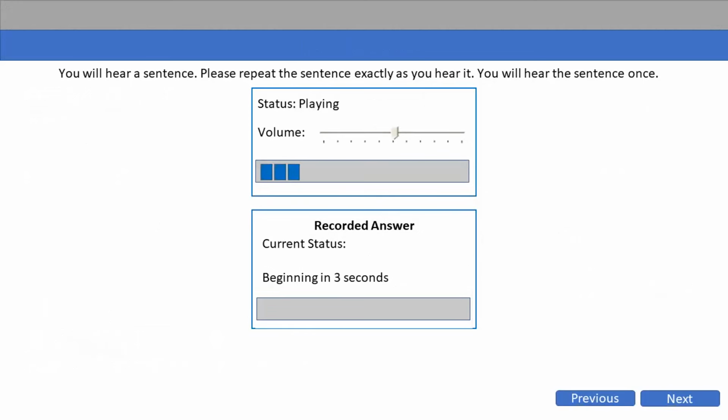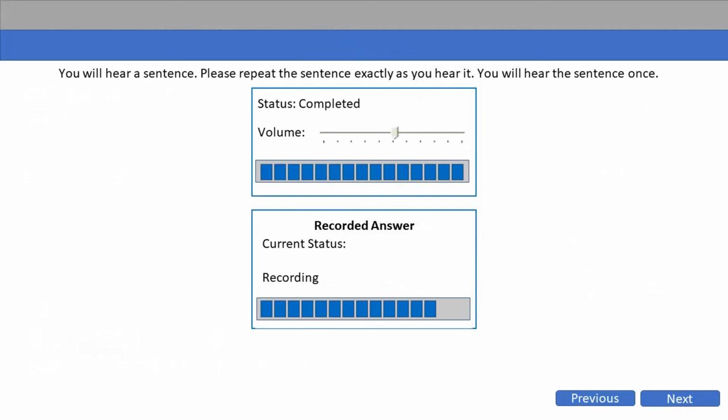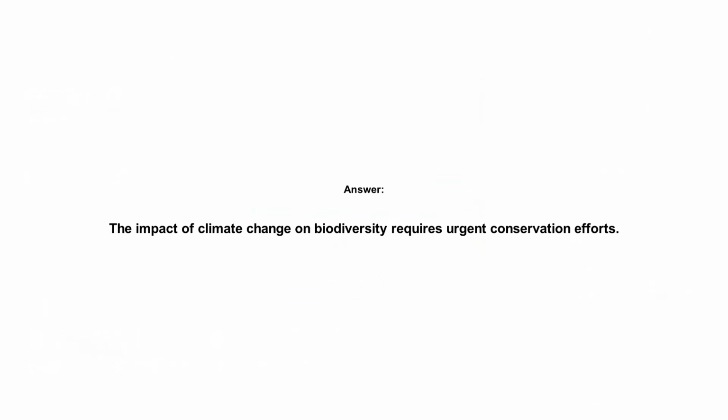The impact of climate change on biodiversity requires urgent conservation efforts.